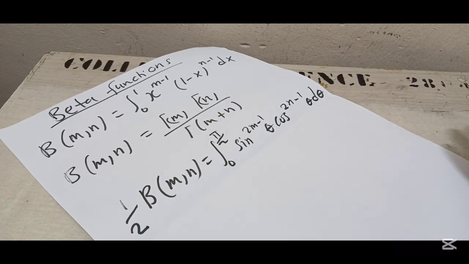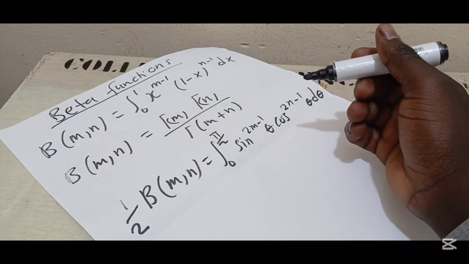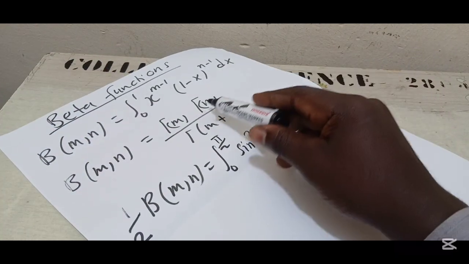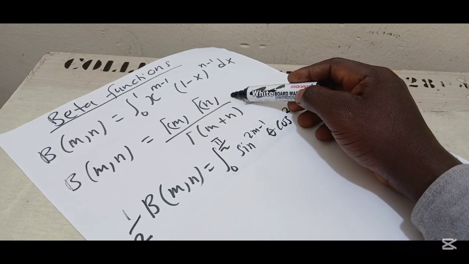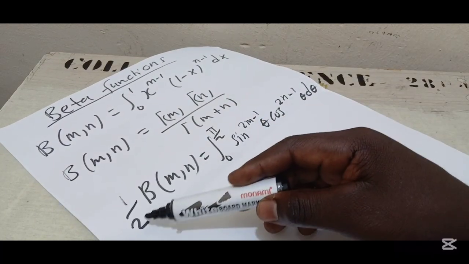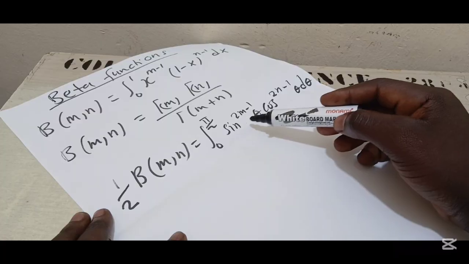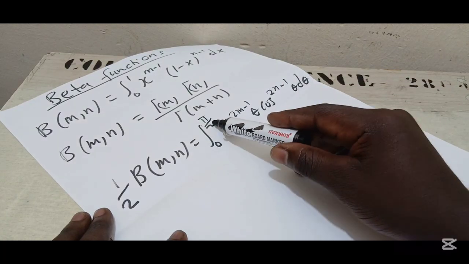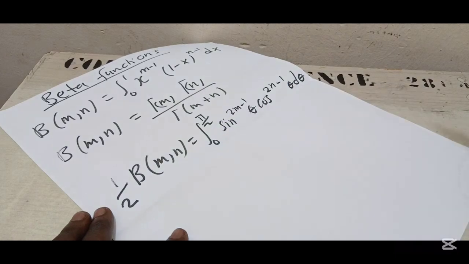For the gamma function, the limit is from 0 to infinity. For the beta function, the limit is generally from 0 to 1. This formula is a relation between gamma and beta, and we use this formula to solve trig problems. So notice it very well, and the limit is from 0 to pi over 2.